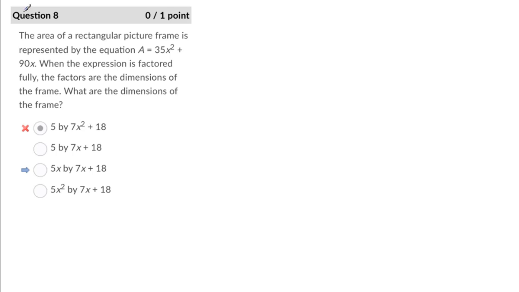So you might have been okay with all of that. That's great. I want to look now at 3 questions that students have provided that they were wondering about. So thank you to those students. They were wondering about these questions. So we say, okay, first one, the area of a rectangular picture frame is 35x squared plus 90x.